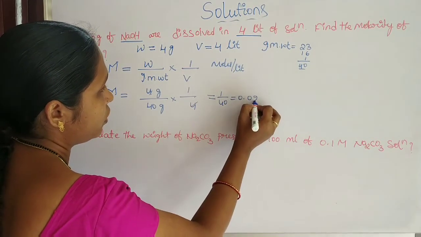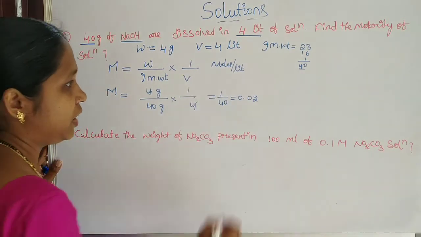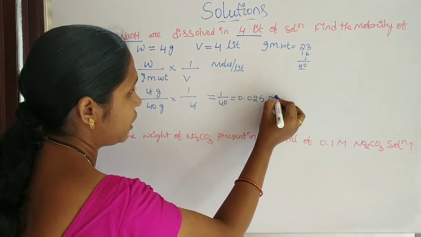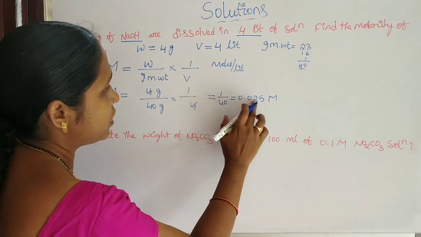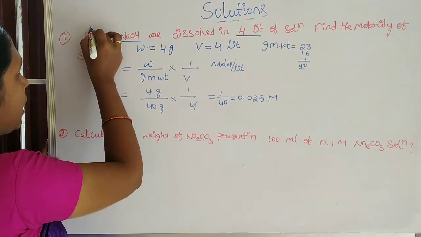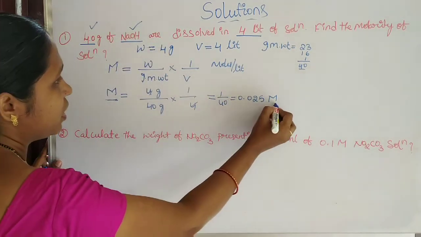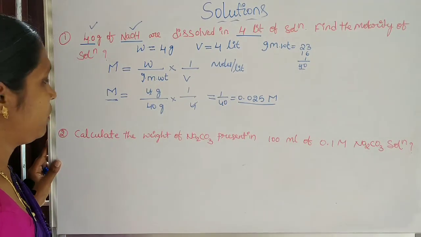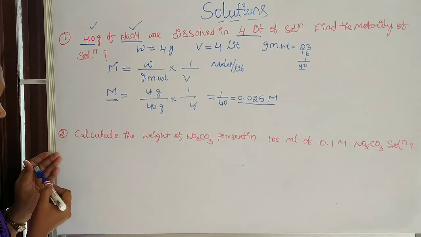1 by 40 means 0.0, 2 fours are 8 and 5, so 0.025 molar. The molarity of the 4 grams of NaOH solution is 0.025 molar.